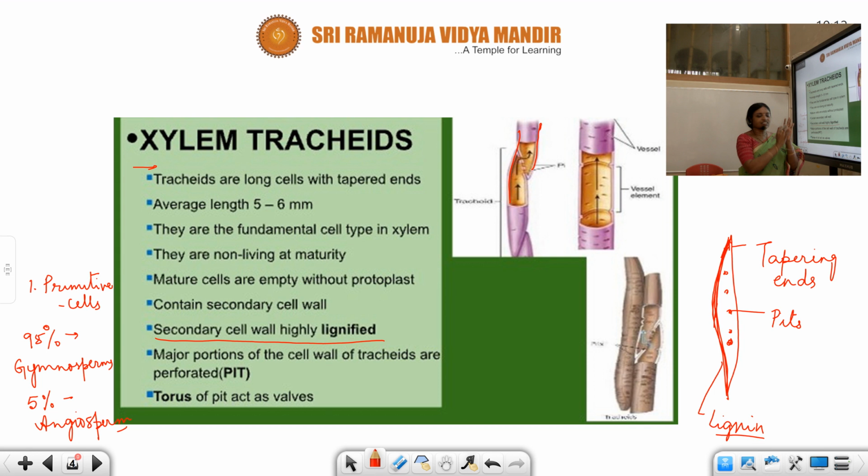A major portion of the cell wall of tracheids is perforated. Perforation means opening. Small pore-like structures are known as pits, where the cell wall thickening is not present. That portion is called a pit. Torus of the pit acts as a valve. These pits are of two types actually: one is a simple pit without any border, and the second is a bordered pit, which has a border.